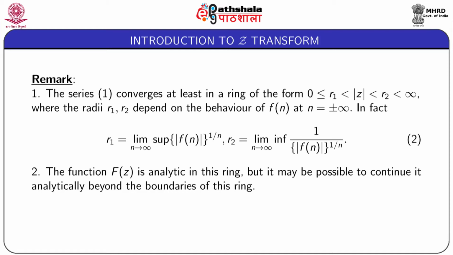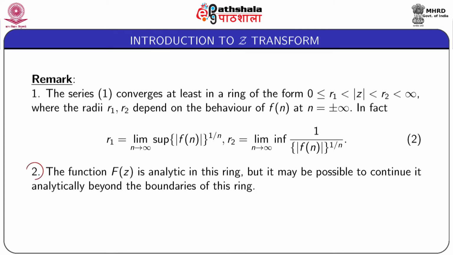Here we make the following remarks. Number 1, the series 1 converges at least in a ring of the form 0 less than or equal to R1 less than mod z less than R2 less than infinity, where the radii R1 and R2 depend on the behavior of f(n) at n equal to plus or minus infinity. In fact, R1 is the limit as n tends to infinity of the supremum of mod f(n) to the power 1 by n, and R2 is the limit as n tends to infinity of the infimum of 1 by mod f(n) to the power 1 by n, as given in equation 2.